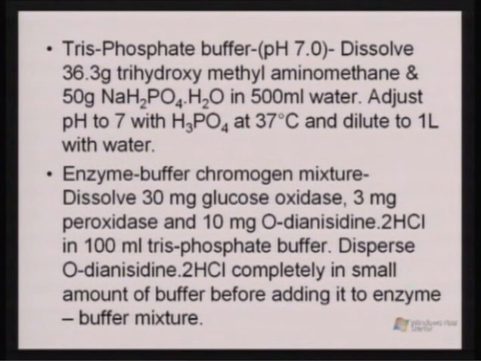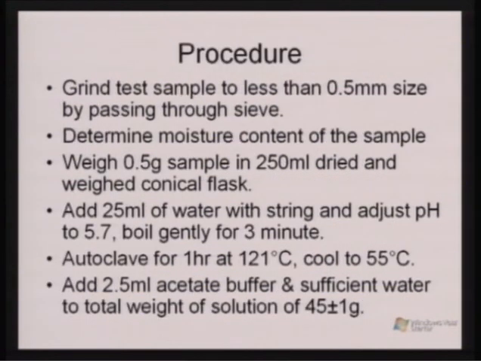Disperse O-dianisidine 2-HCl completely in a small amount of buffer before adding it to the enzyme buffer mixture. Grind the test sample to less than 0.5 mm size by passing it through a sieve. This is again very important. The sample should be ground properly. It should pass through the 0.5 mm size sieve. The sieve should be a technical grade sieve.